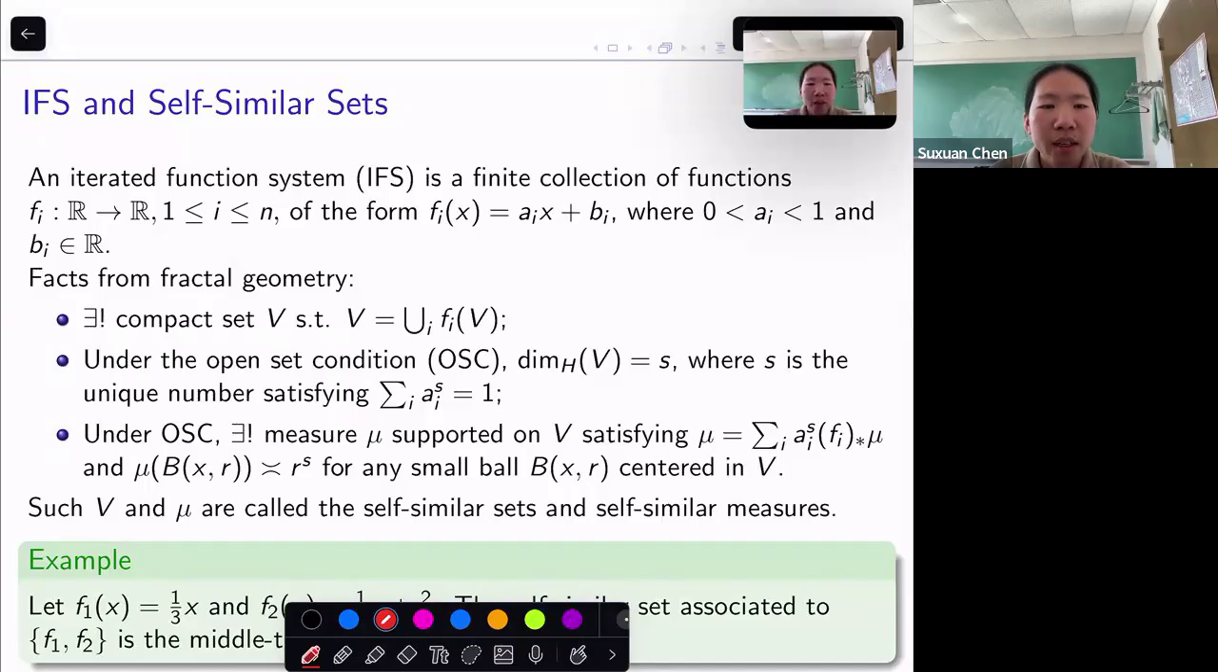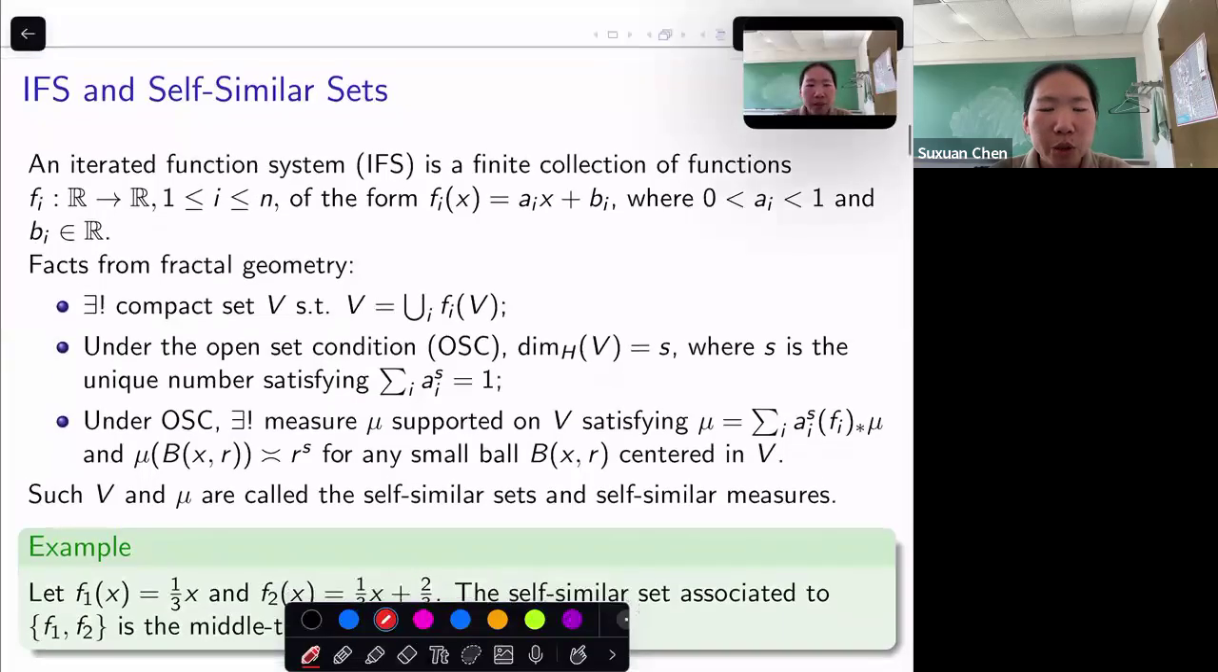And furthermore, if we assume the open set condition, then there exists a unique measure mu supported on V, satisfying that mu is equal to the push forward of mu under those Fi and weighted by Ai to the power S. And we say that mu is invariant under this iterated function system.